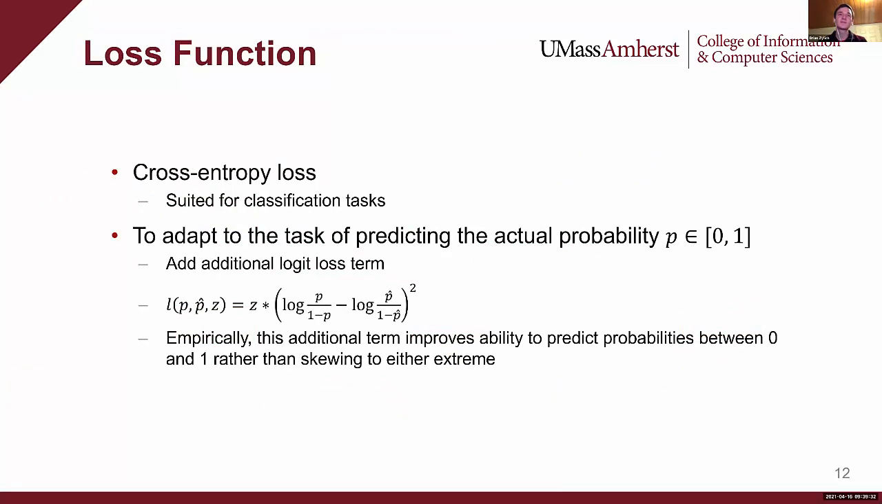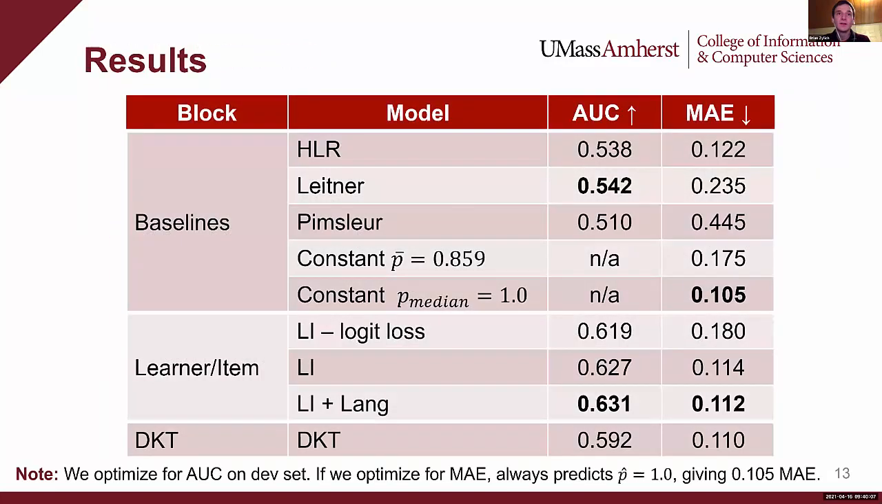So for the loss function that we use, we start with a cross-entropy loss, which is suited for classification tasks and for this AUC metric. But since we also want to predict the actual probability, we add an additional loss term, which you can see here, with the goal of improving the ability to predict probabilities that are between 0 and 1, rather than skewing to either extreme. And this works very well for decreasing MAE while also getting a better AUC, which we can see here.